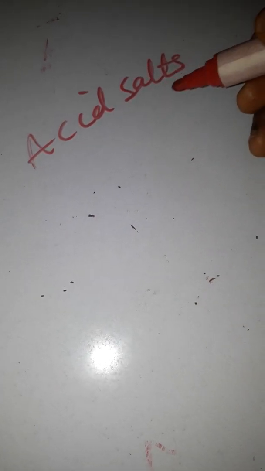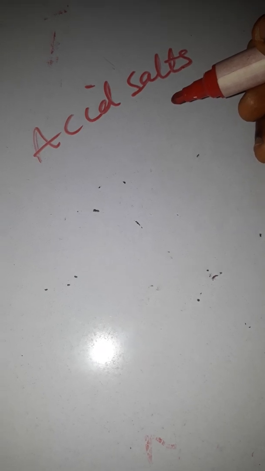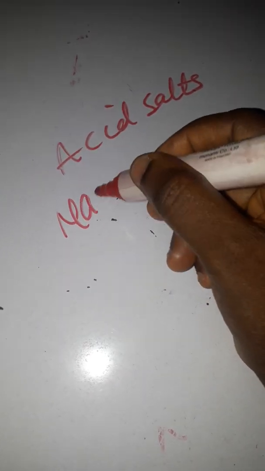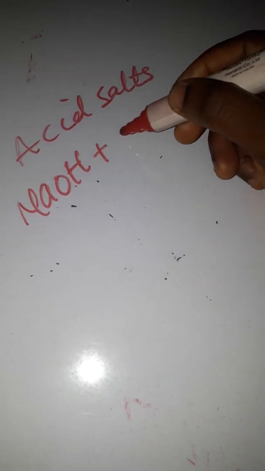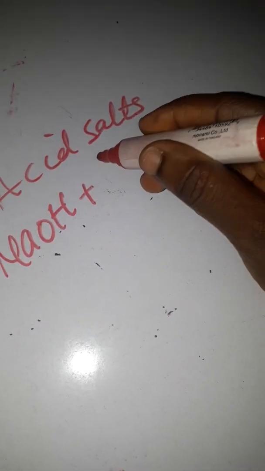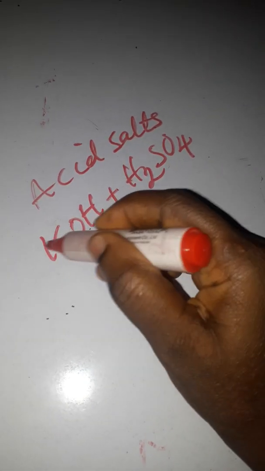Now, in the last video, we treated types of salts and we talked about acid salts. I said acid salts are formed when the replaceable hydrogen ions in an acid are partially replaced by a metallic ion from a base. For instance, I gave you an example of a base as sodium hydroxide reacting with an acid, HCl, an acid like tetraoxosulfate 6 acid, and a base, for instance, like potassium hydroxide.